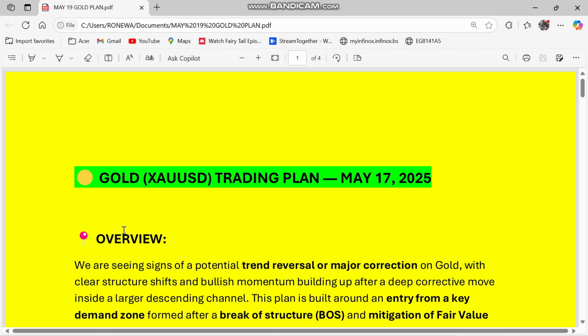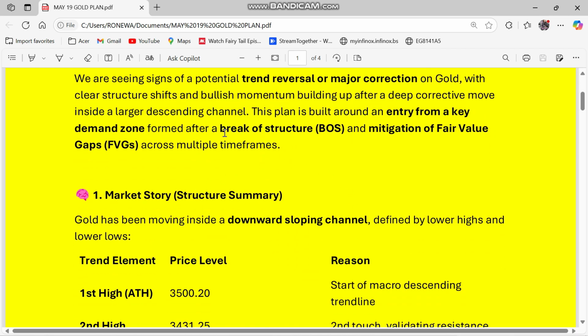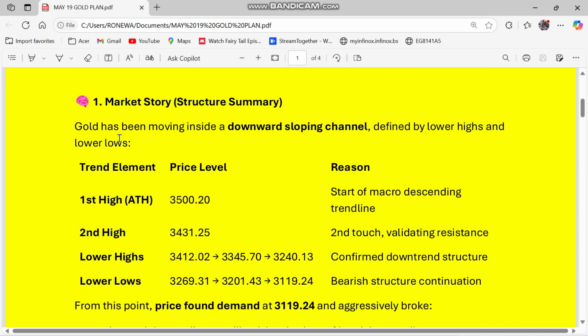So as you can see here on the overview, we are seeing signs of a potential trend reversal or a major correction on gold, with a clear structure shift of bullish momentum building up after a deep corrective move inside the large descending channel. We see a lot of breaks of structure, and the mitigation of fair value gaps happening this past week.